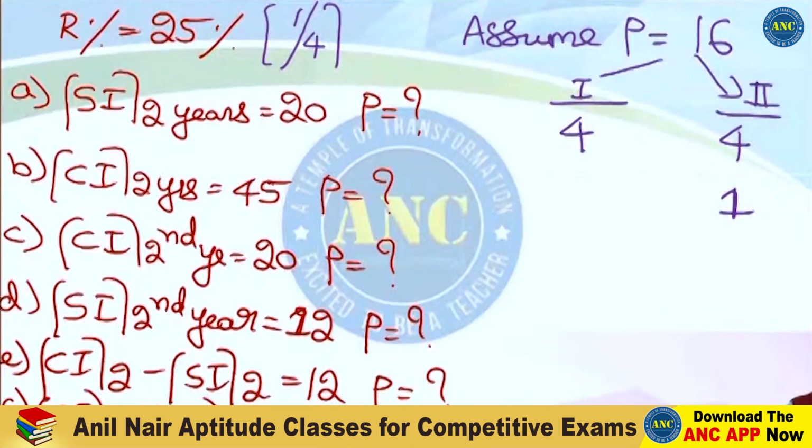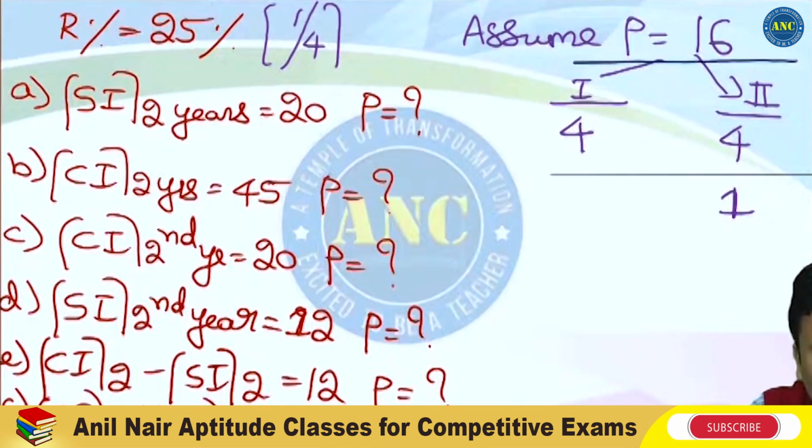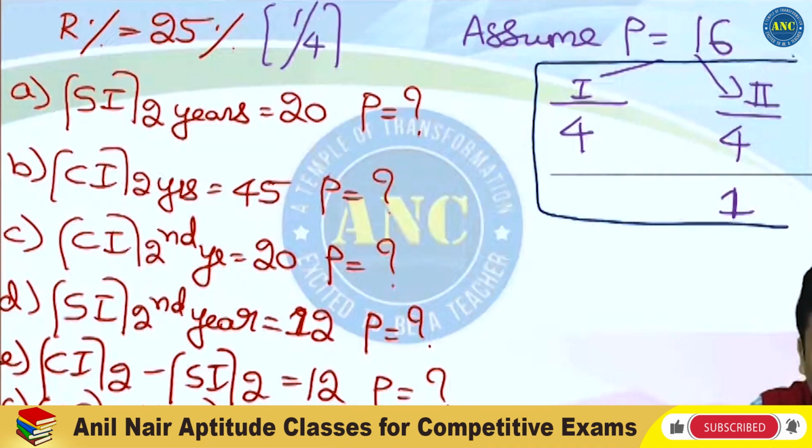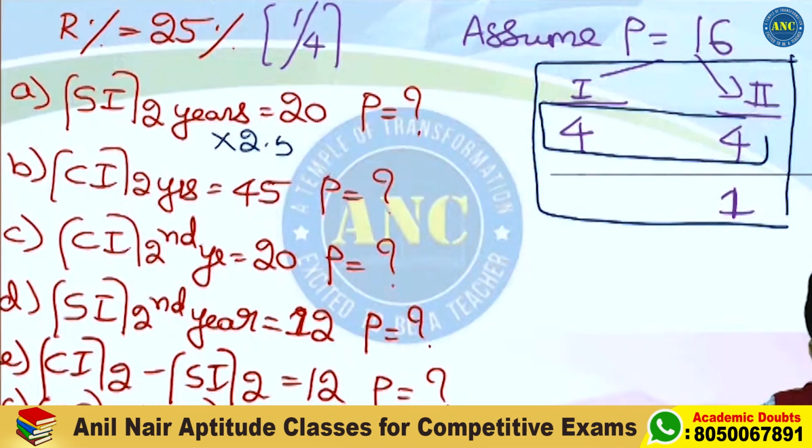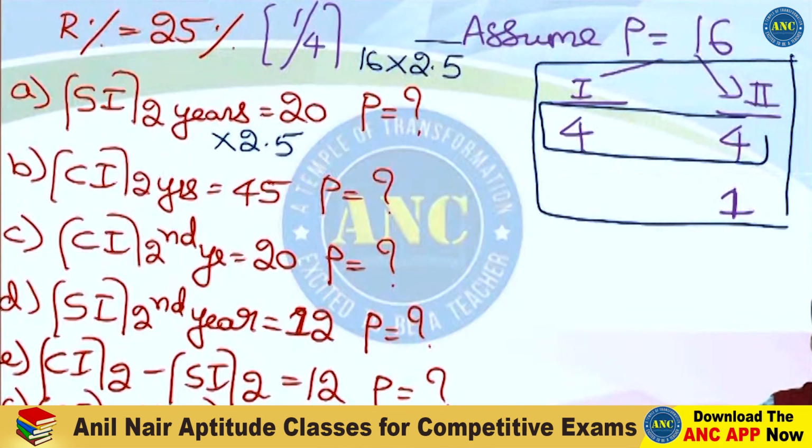Now see here. Listen carefully. This total box is nothing but compound interest for 2 years. This total line is nothing but simple interest for 2 years. 4 plus 4 is 8. 8 is becoming 20 into 2.5. First one answer is 16 into 2.5.